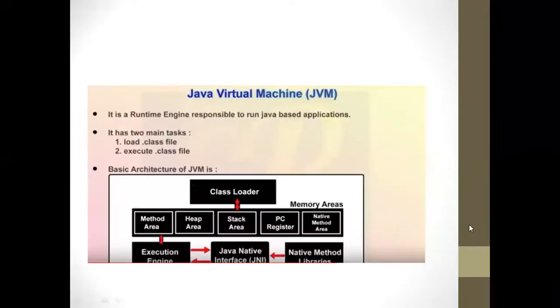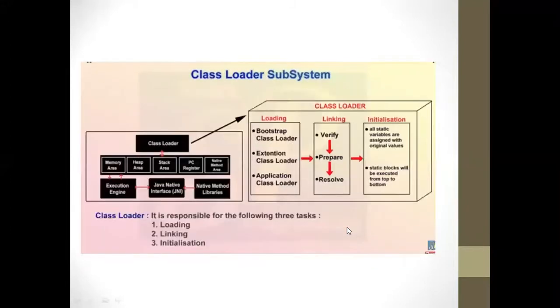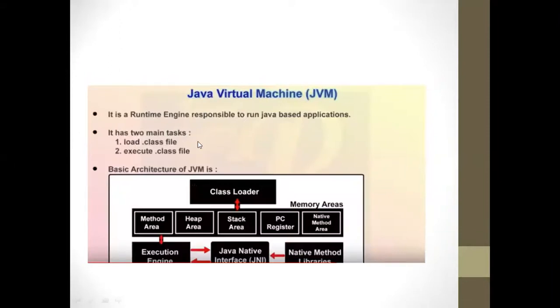Now the next thing is the main diagram of the Java virtual machine. You can see over here that in the Java virtual machine, it is the runtime engine that is responsible for running the Java based application. If you remember the first diagram, that is the runtime engine. Its main tasks are that it has to load the class file, and secondly it will execute that class file.